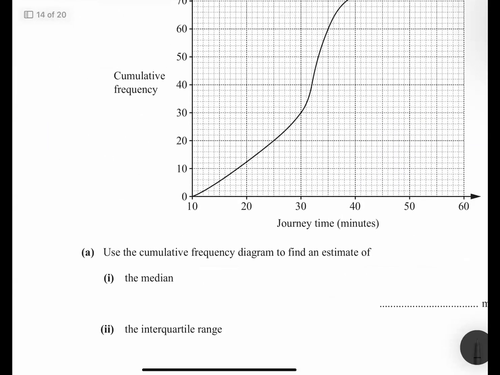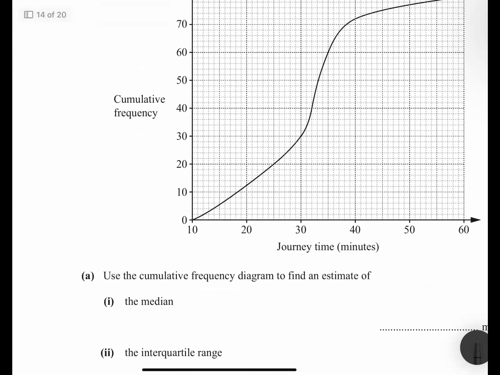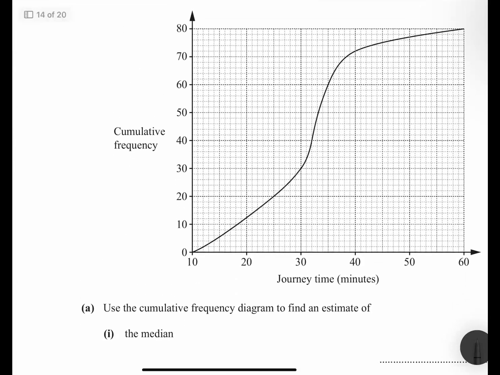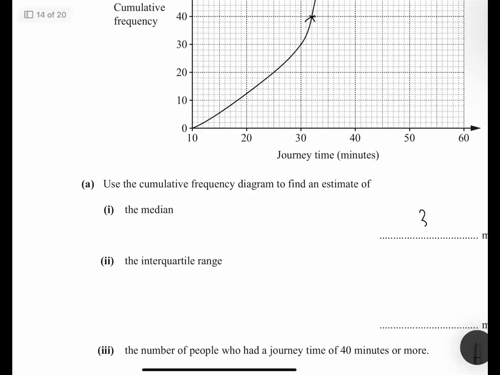Now we need to find out the median of this cumulative frequency diagram. The total is 80. So the median would be half of that, which is 40. 40 is over here, and this says 32 minutes.